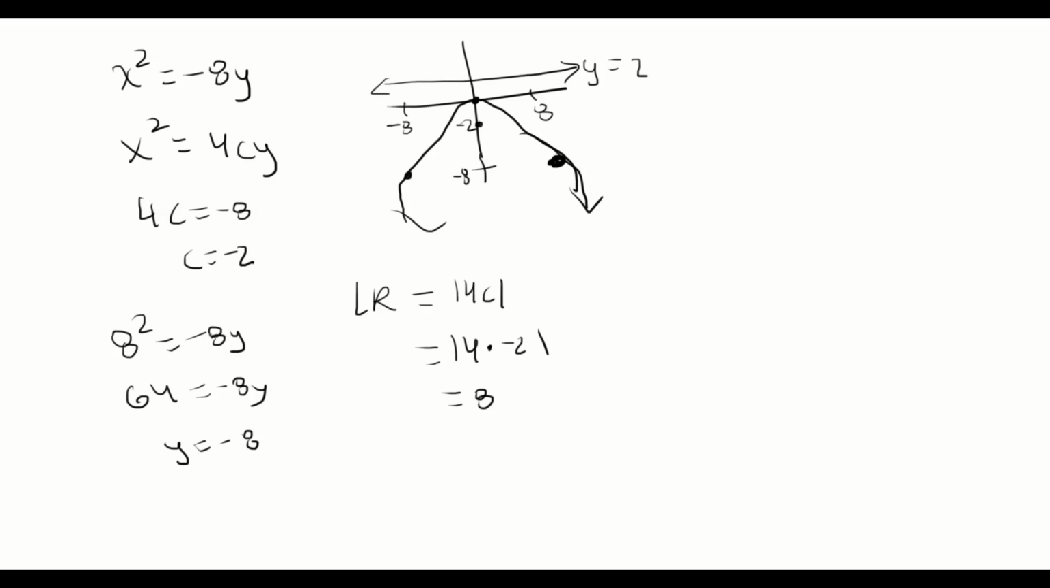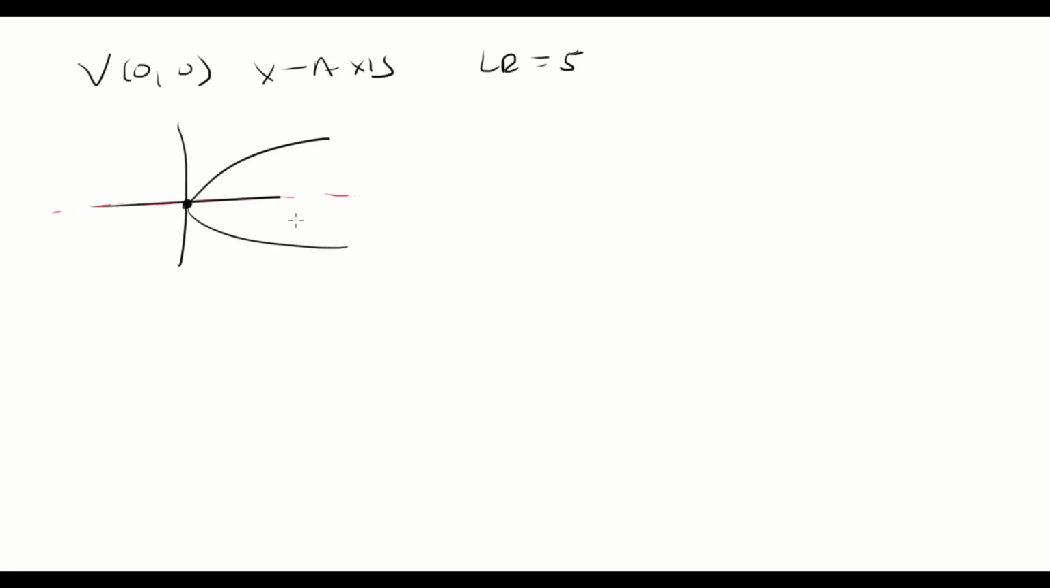Okay, let's move on to question number 15. Question 15 says we have vertex at 0, 0. It's symmetric about the x-axis, and the length of the latus rectum is 5. So we want to come up with the equations of the parabolas. So let's draw this out. 0, 0. The symmetry is on the x-axis. So that means there's two options. It could either open up to the right or it can open up to the left. So we need to consider both options.